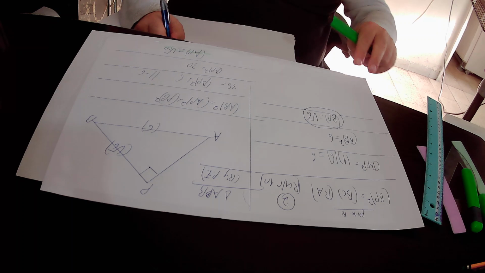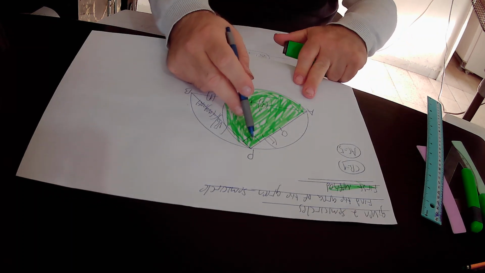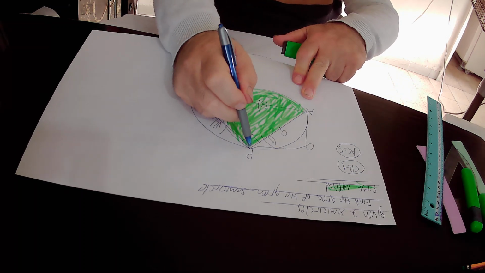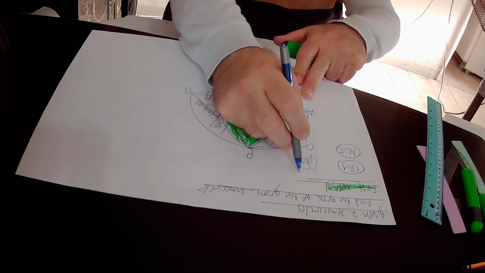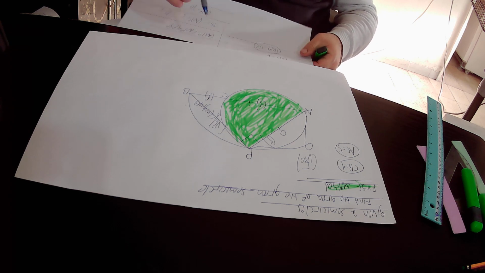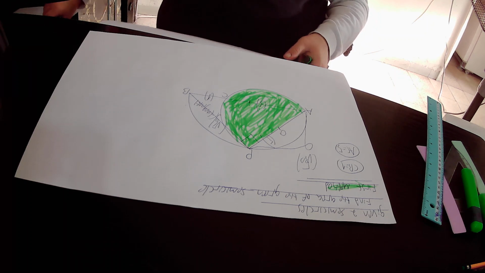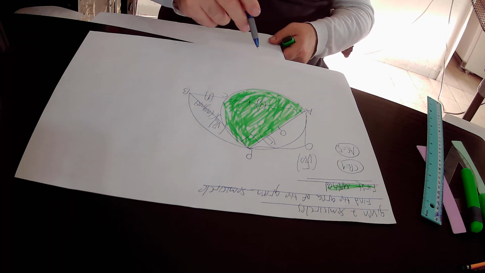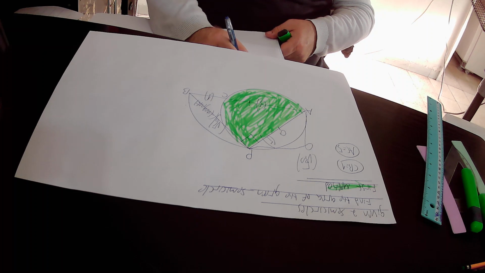So actually, this is the missing side AP that equals the square root of 30 units in its length. Our mission is to find the area of this green semicircle. And the area of the green semicircle equals pi r squared over 2. So write it down.